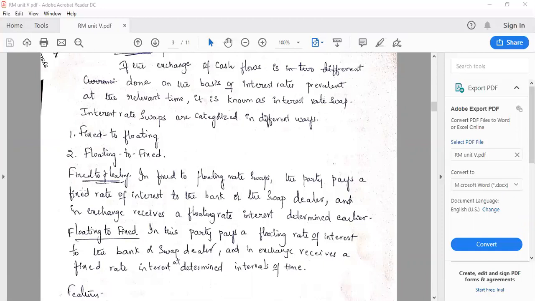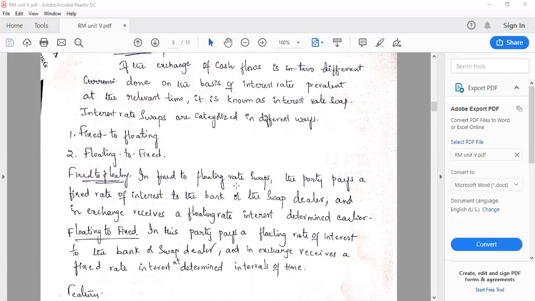Now let us see what is happening in fixed to floating. In fixed to floating rate swaps, the party pays a fixed rate of interest to the bank or a swap dealer. The end user will pay either to the bank or the swap dealer according to the agreement with whom they have done it. If they have done it with the bank, they'll pay to the bank, or if with the dealer, they'll pay to the dealer, right?